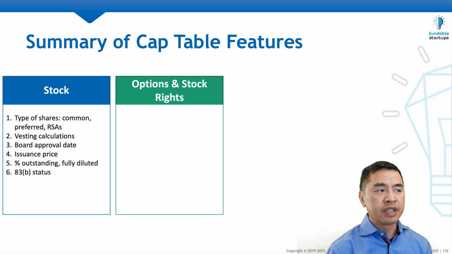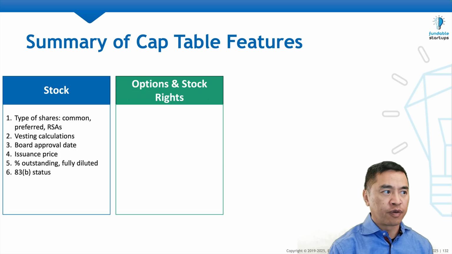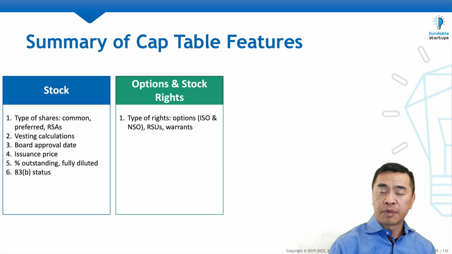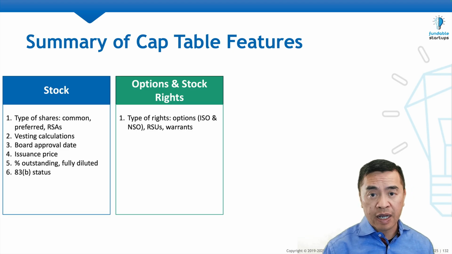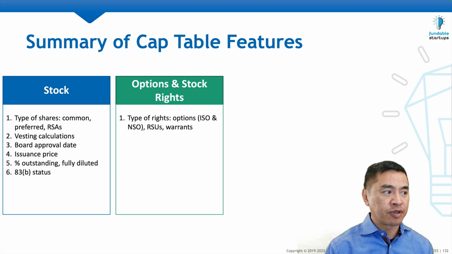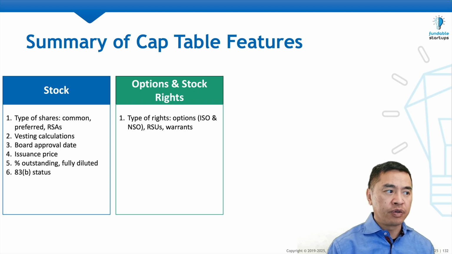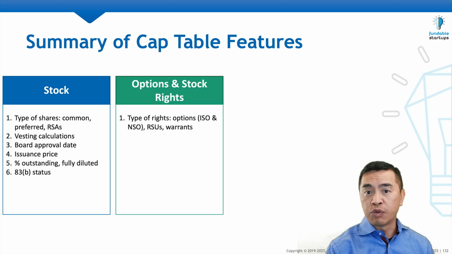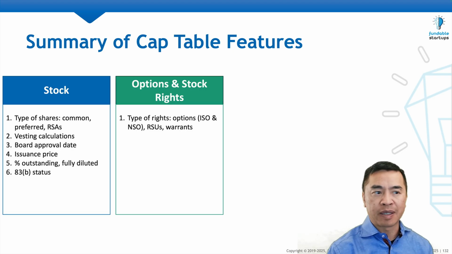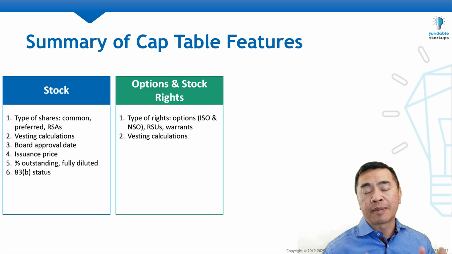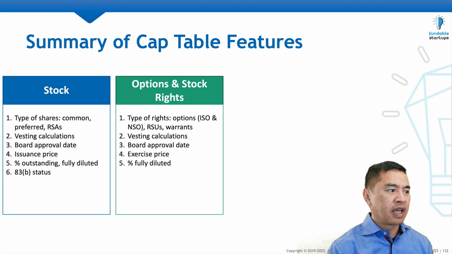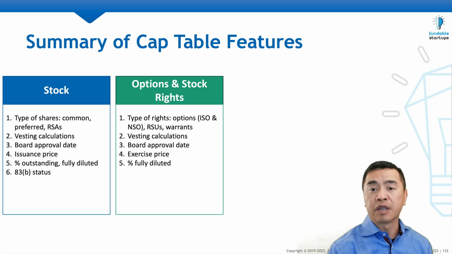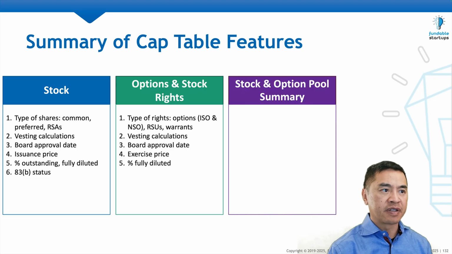Okay, for the issuances related to stock options and other forms of future stock rights, number one, it captures options, which includes incentive stock options and non-statutory options or non-qualified options, RSUs, restricted stock units, as well as warrants. Warrants are significant because not many cap table spreadsheets, I should say, capture that. It also does vesting calculations where applicable, captures the board approval date, the exercise price, and the portion of fully diluted of that specific holding.